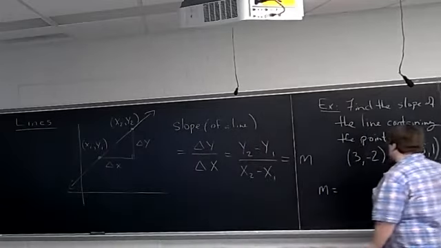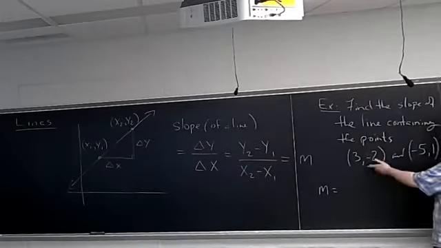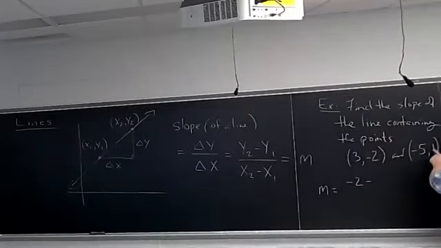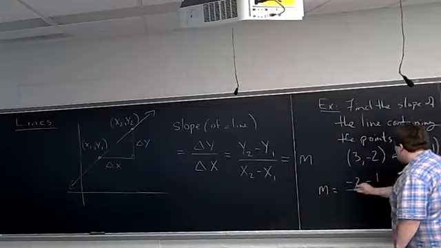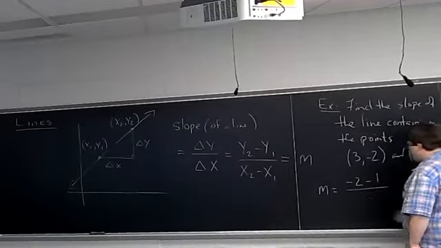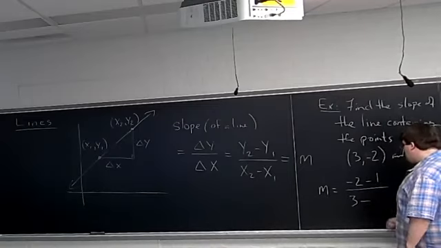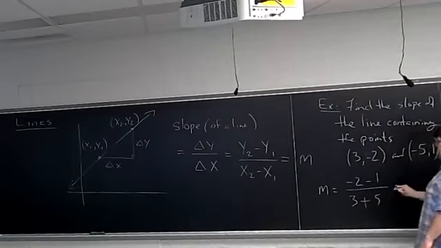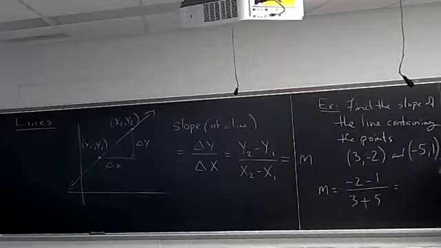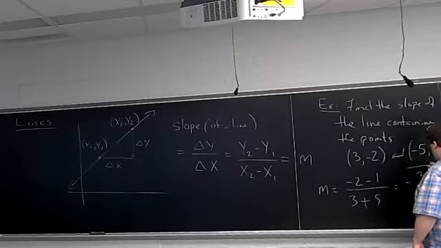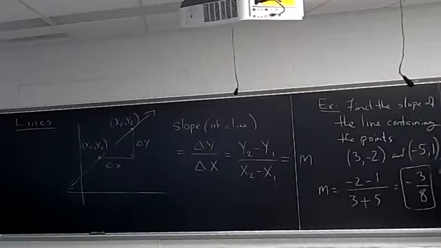So here, I'll write this one first. Negative 2 minus that y value, so minus 1, over that x value, 3, minus a negative 5. Minus negative 5 becomes a positive 5. So on top we have negative 3, and on the bottom 3 plus 5 is 8. Negative 3 eighths. Any questions about that?